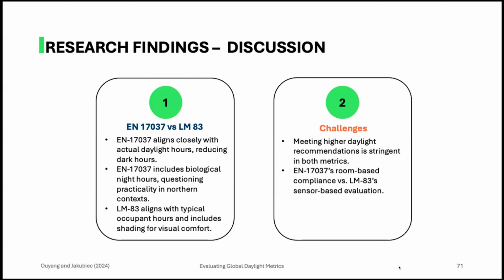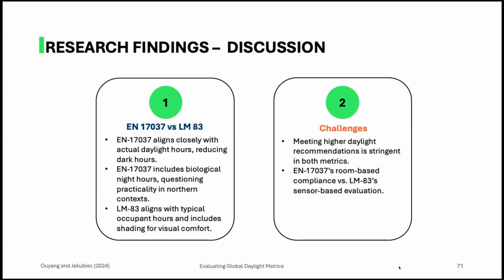So to sum up, the study found that EN 17037 schedule aligns closely with actual daylight hours, reducing dark hours and making it more adaptable in northern climates. However, it also includes hours during the biological night, which questions its practicality for occupational activities. On the other hand, LM83 aligns better with typical occupant hours and includes strict shading requirements, enhancing visual comfort. Both EN 17037 and LM83 have stringent higher daylight recommendations.